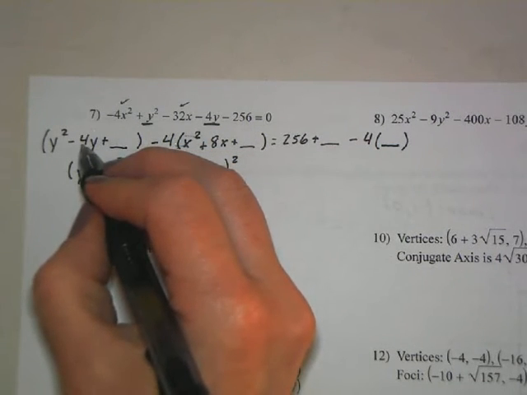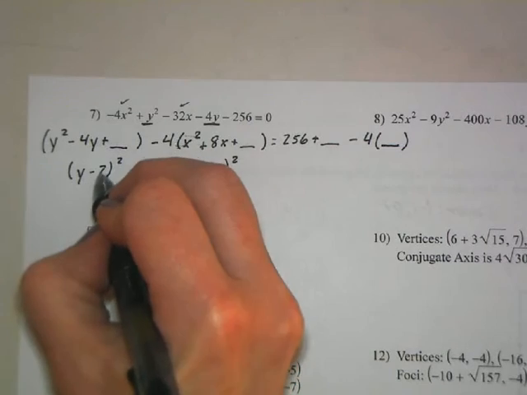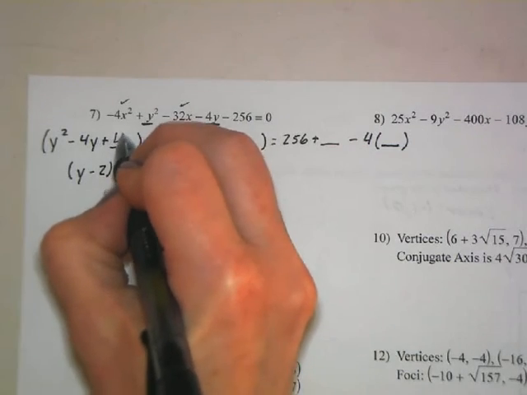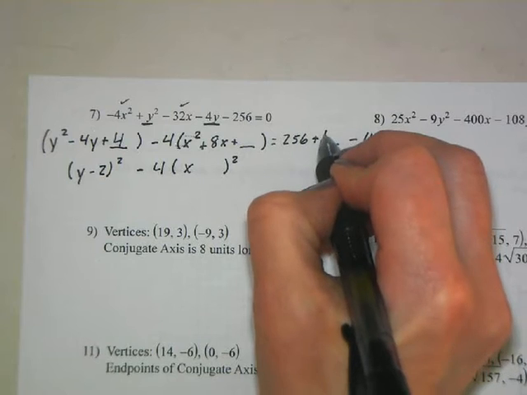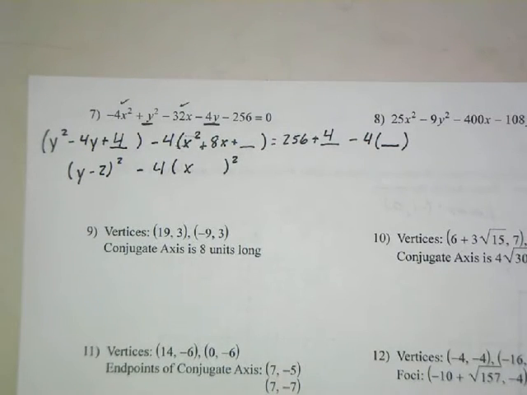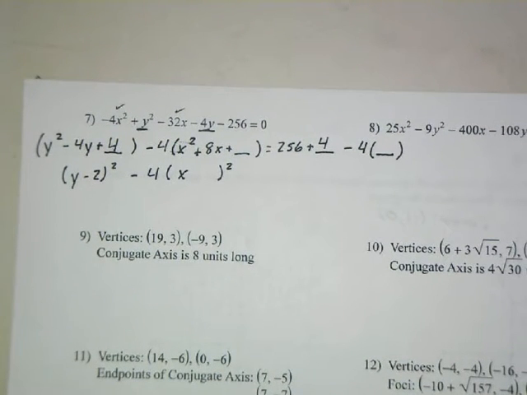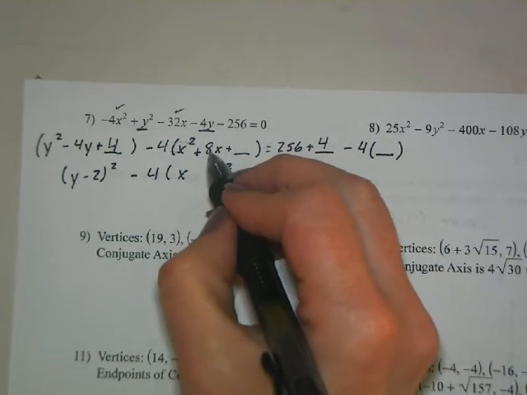Okay, half of negative 4 is negative 2. Negative 2 squared is 4. And put it in the blank on the other side. So do we have a 4, correct? Yes. So it's just whatever, it's just squared.